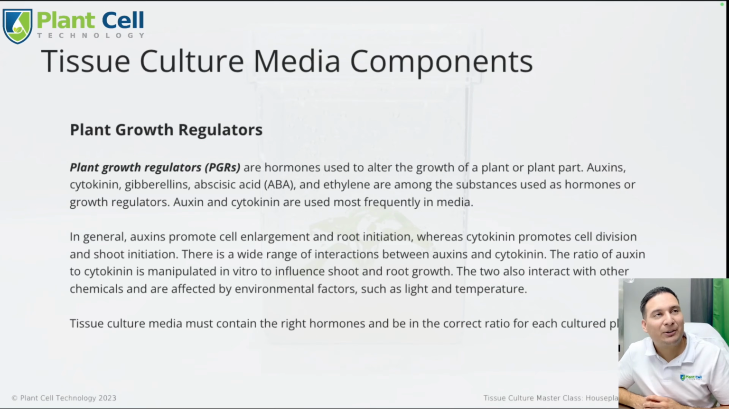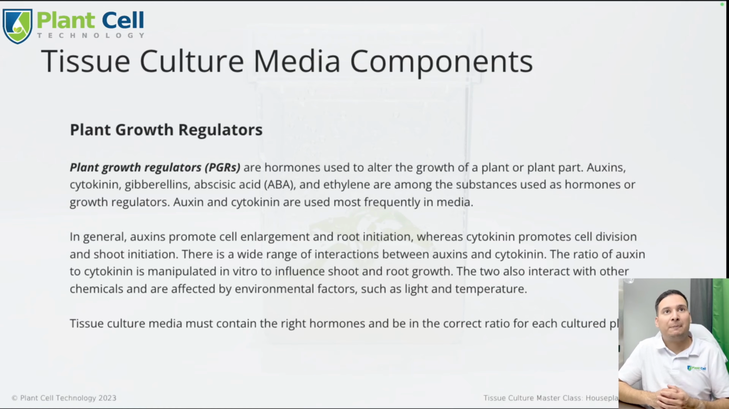All right, so plant growth regulators. What are plant growth regulators? Plant growth regulators are plant hormones used to alter the growth of the plants. In tissue culture, we mostly care about auxins and cytokinins. There are some other hormones like gibberellic acid, ethylene gas, and some other substances. However, for tissue culture, you pretty much have to consider auxins and cytokinins. Auxin is mostly for producing roots, and cytokinin is for multiplication, or cell division.